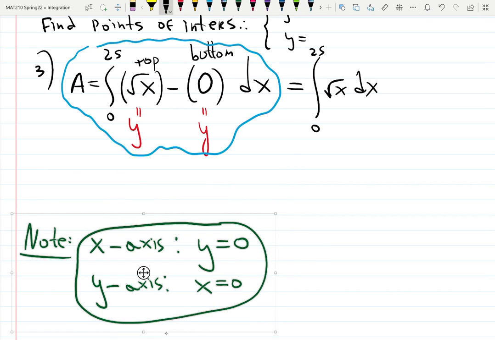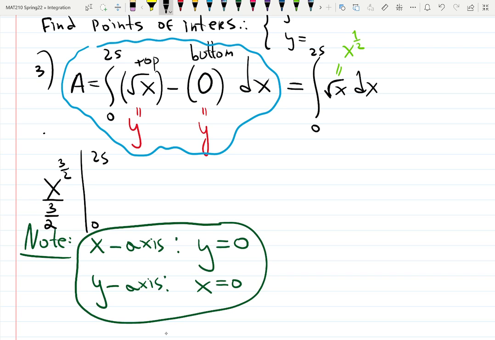X to the 1/2, and now you integrate it. So take your pencil and write it down as x to the 1/2. And now you integrate: add 1, divide by that number. So x, 1/2 plus 1 is 3/2 over 3/2. I would divide by 2/3 right away. From 0 to 25 equals 2/3 multiplied by 25 raised to 3/2. This is the final answer.